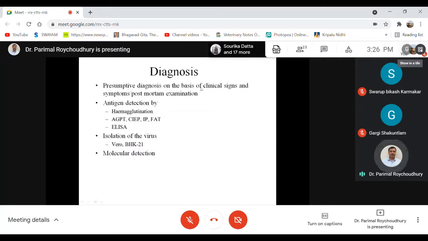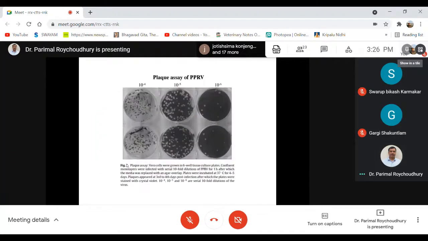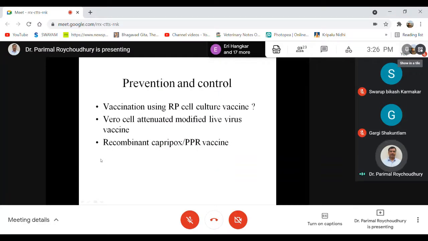So coming to the diagnosis, it is based on the clinical signs and symptoms and postmortem examination, which are very typical for PPR infection. However, we can go for laboratory tests and isolation procedures as well as molecular detection methods for specific and rapid detection of the virus. This kind of lateral flow test, the rapid antigen test kits, is also available in our country in the market for rapid detection. So these are penside tests, and with them we can detect the disease from the premises.